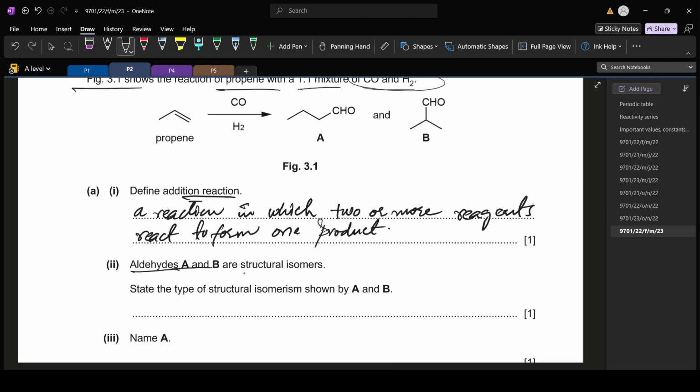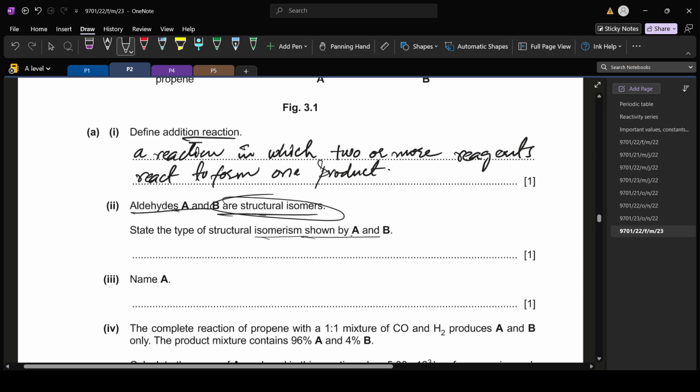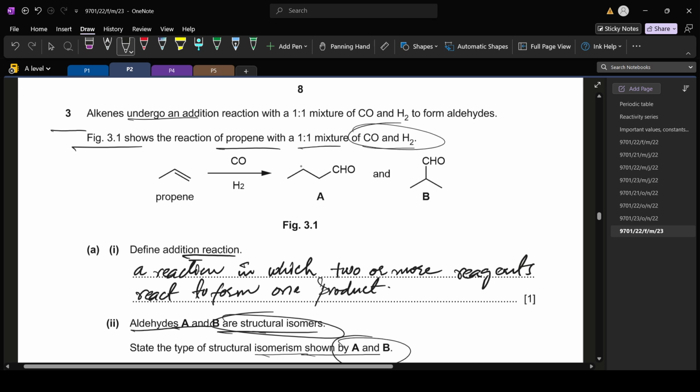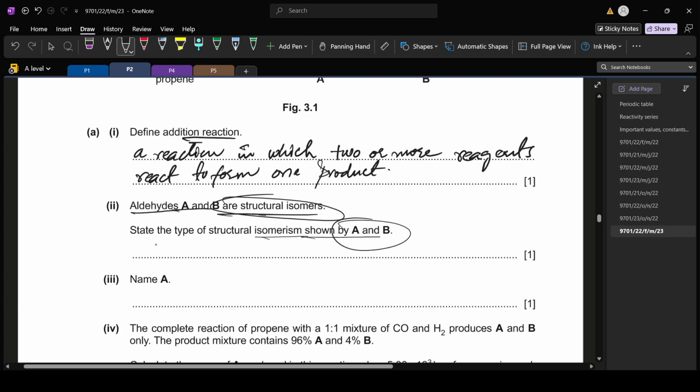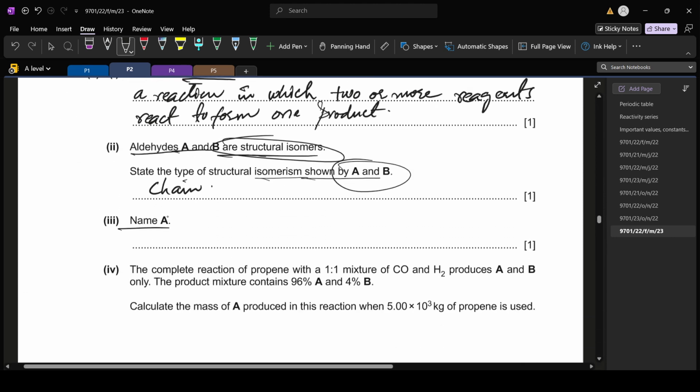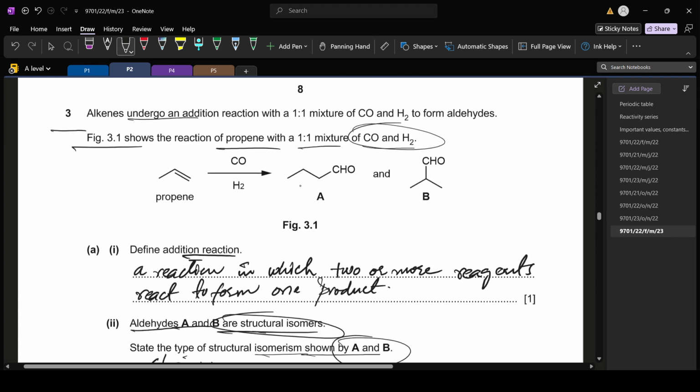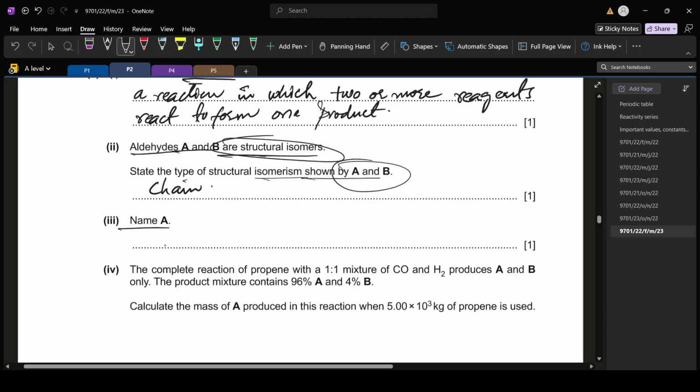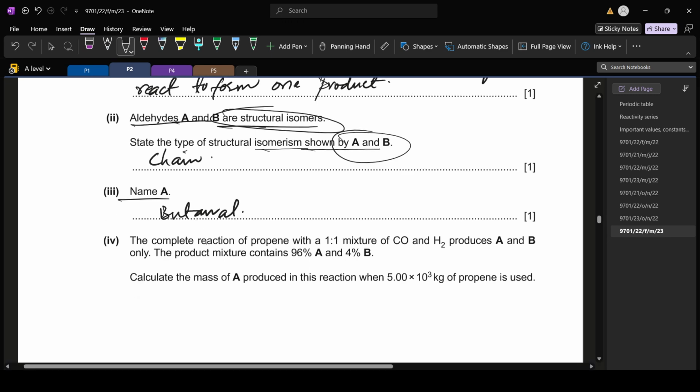now aldehydes A and B are structural isomers. Okay, state the type of structural isomerism shown by A and B. So if you see, there is a chain isomer, 1 2 3 4, 1 2 3 4. So it's actually chain isomerism. Okay, chain isomerism. Okay, now name what is A? 1 2 3 4. So it is actually butanal. It is an aldehyde and it has 4 carbons, so it is a butanal.